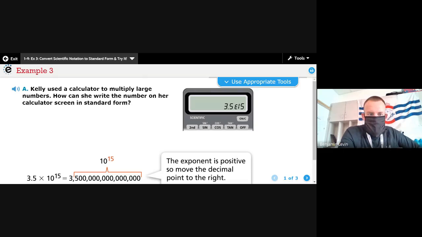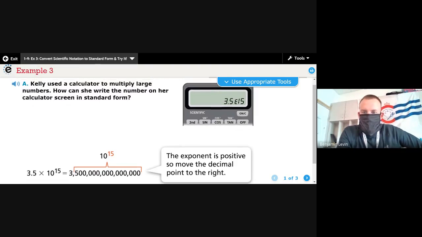Kelly used a calculator to multiply large numbers. How can she write the number on her calculator screen in standard form? So what this means, this E means times 10 to the 15th, right? 3.5 times 10 to the 15th. That's what that means. Some calculators will write it that way.